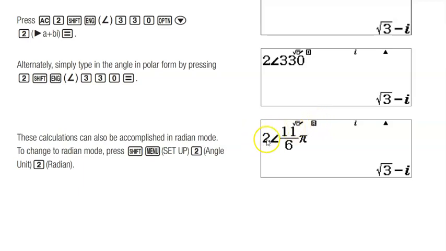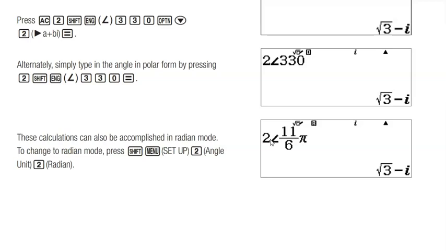Now, if you want to enter 2 angle 11 over 6 pi, so you do 2, and then for angle it's a shift ENG button. Press the shift and then ENG button, and then fraction, let's say 11. You press the fraction button, which is just below the option button, over 6, and then pi, which is shift and the button next to the answer.